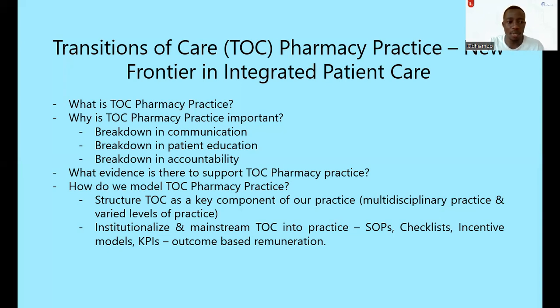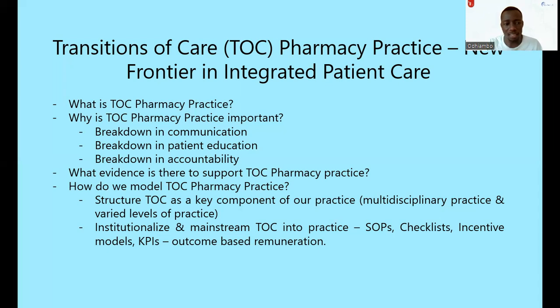When do I consider my transition of care role over? Is it at my pharmacy when I'm telling them, go to this pharmacy and leaving it at that? Or should it be at the point where I've handed over the patient and the clinical care plans that I've been working with to the next healthcare provider? So those are the kind of frameworks that we need to have in place.